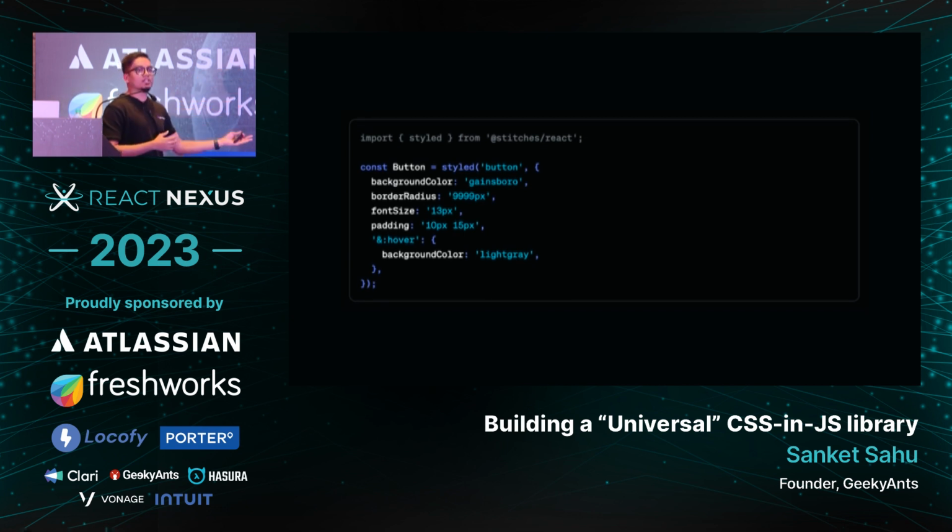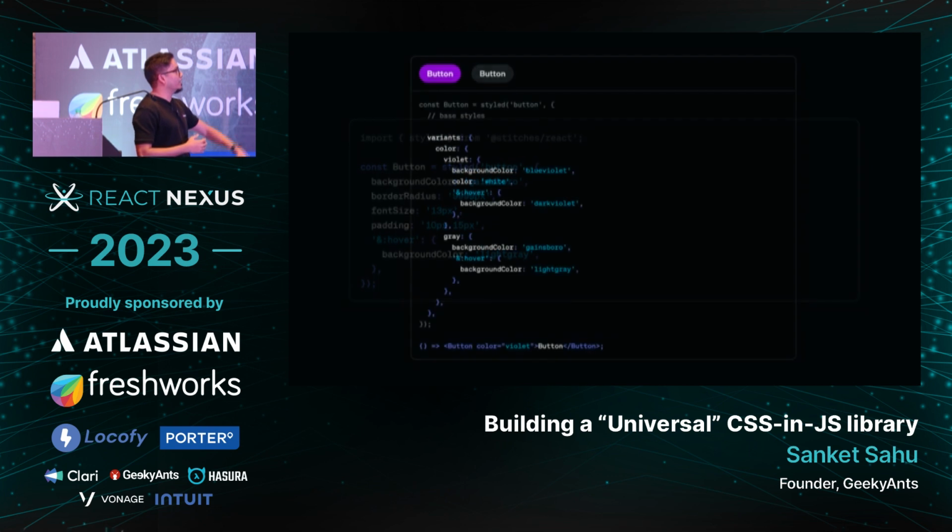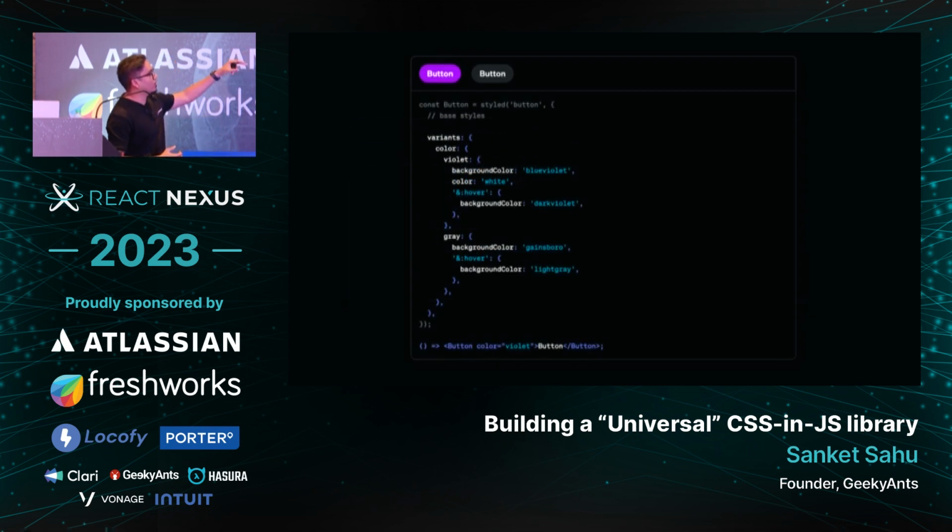This is very similar to styled-components, but to define new props, you can use the variants object, and then you can pass in color violet and color gray. These are the two options that the color prop gets. And then at the bottom, you can see we have button color equal to violet, or maybe you can say gray. So the difference here is that in the styled-components example, we had runtime overhead of JavaScript.